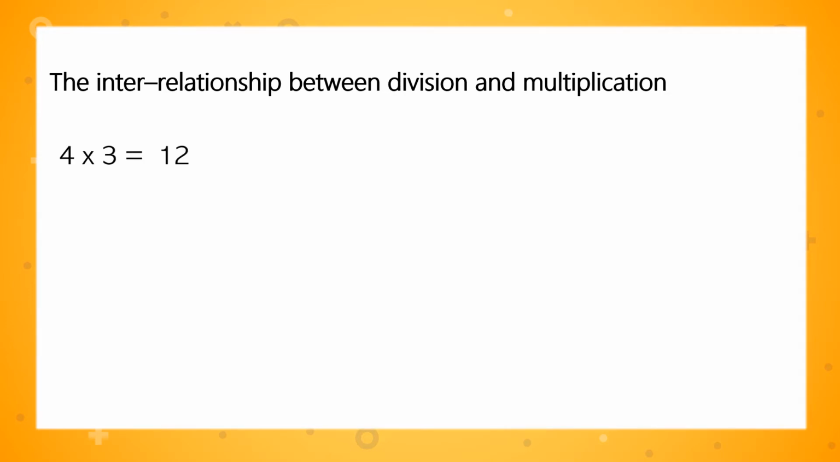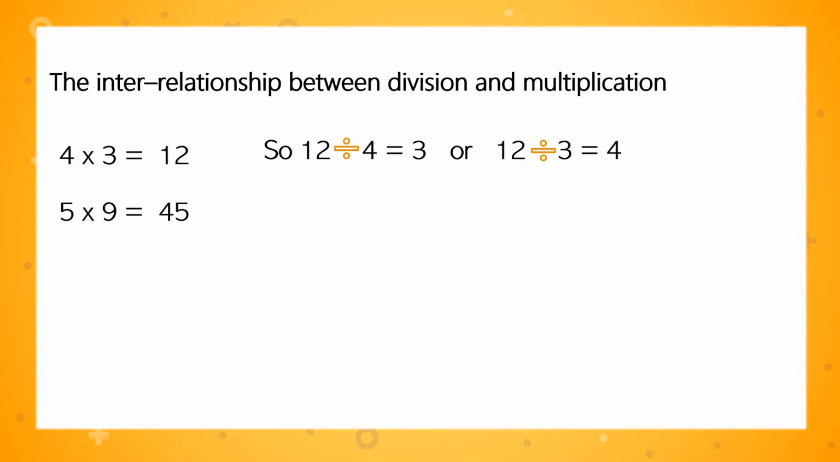Suppose 4 into 3 is equal to 12. So we can make 2 divisions from 1 multiplication. 12 divided by 4 is equal to 3, or 12 divided by 3 is equal to 4.